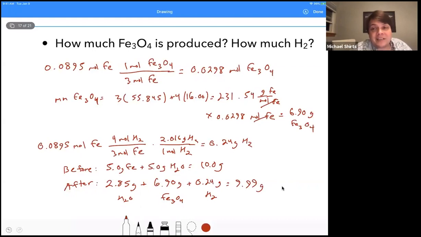If you carried everything out to more significant digits, you'll get a number closer to 10. But that's just because we're rounding things and we only have 2 significant digits to start with. So it's not surprising that we only get something that's 10 within 3 significant digits. So mass is conserved, and it must be the case because we have the same number of atoms before as we did after. If all the atoms are conserved, then all the mass is conserved as well.